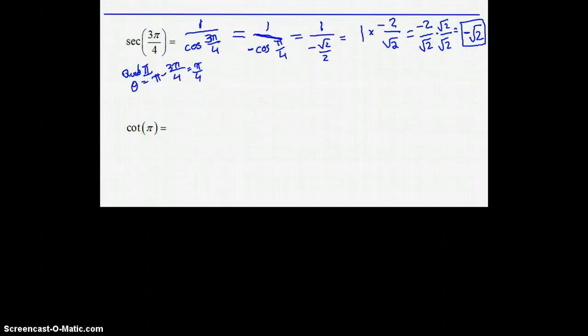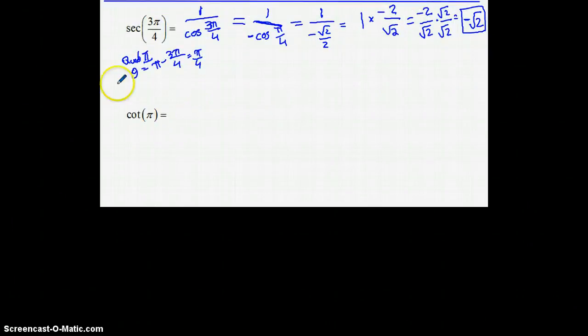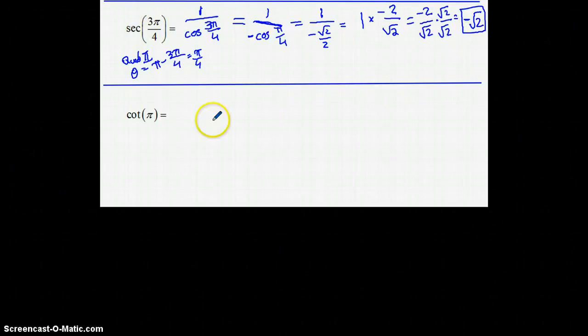Okay. One last one we'll go through here, and that is cotangent of pi. Well, cotangent, again, this is 1 over tangent of pi. And what's tangent? Well, tangent is sine over cosine, so I could write this as 1 over sine pi over cosine of pi, or just simply cosine of pi over sine of pi.